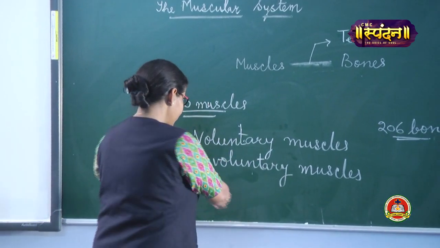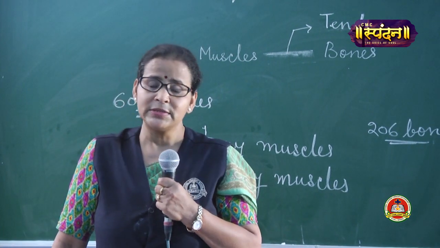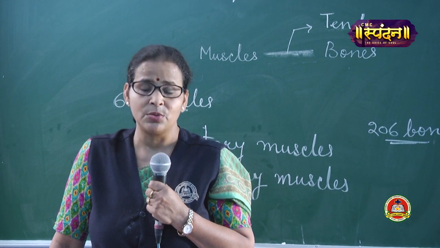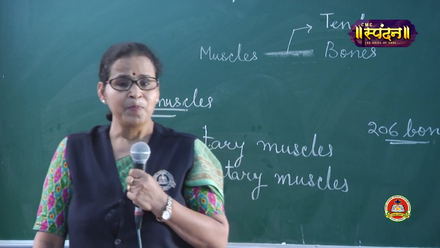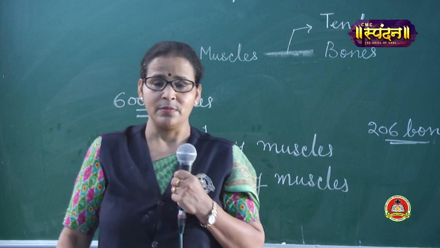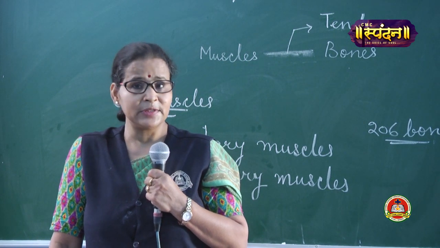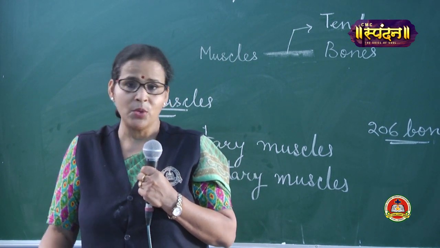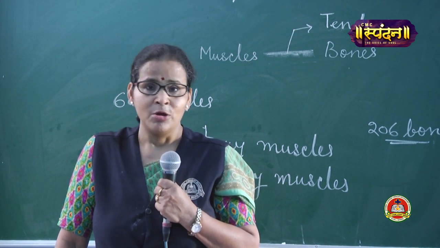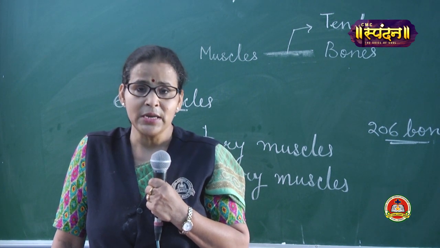But the second type of muscles are involuntary muscles. Involuntary muscles are the ones which are not in our control, which do not listen to our command. For example, the muscles in my heart, which are also known as cardiac muscles. They will work on their own. Cardiac muscles start working the moment we are born and they'll keep on working till we die. So they will not listen to my command. I cannot ask my heart to stop working, right?